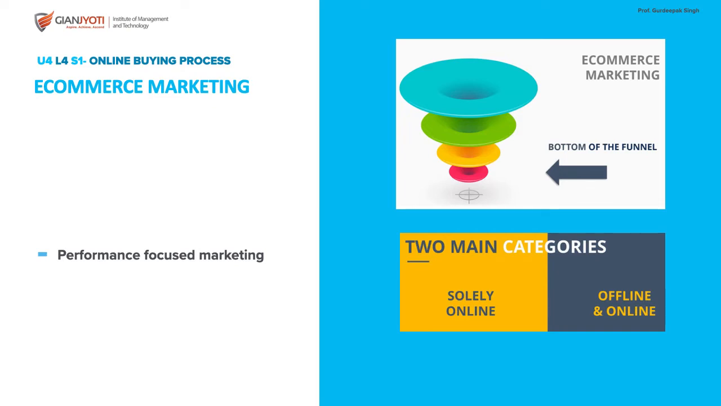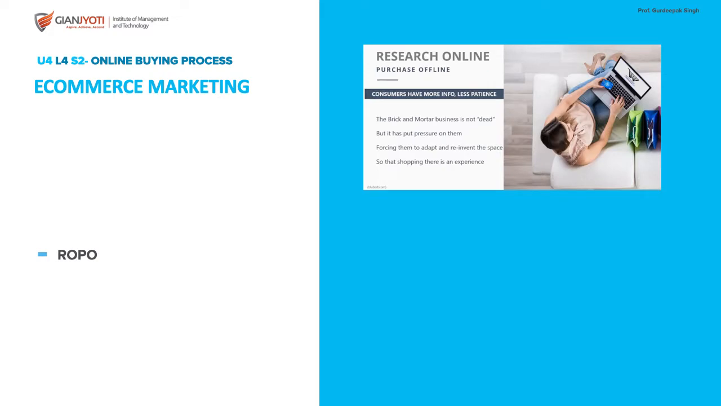So in that context, let me talk about ROPO. What is ROPO? ROPO is research online and purchase offline. So most of the consumers do a lot of research online, but they go to the shop and purchase offline. Remember why this is so? Because consumers have more information which they can research online and they have less patience. So I'll talk about that.